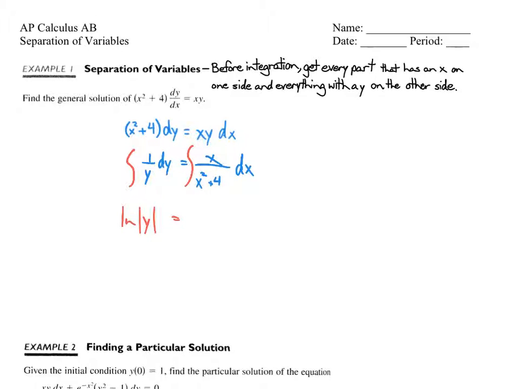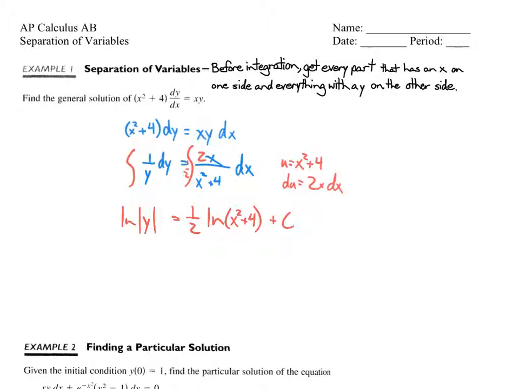Okay? And over here, u substitution, the u equals x squared plus 4, and du is 2x dx. Alright, so we need a 2 here and a half outside. So 1/2, the integral of du over u is ln absolute value of u. So this is ln absolute value of x squared plus 4, which is always positive anyways, so I can just make it the ln of x squared plus 4. And then we will have a plus c in there.